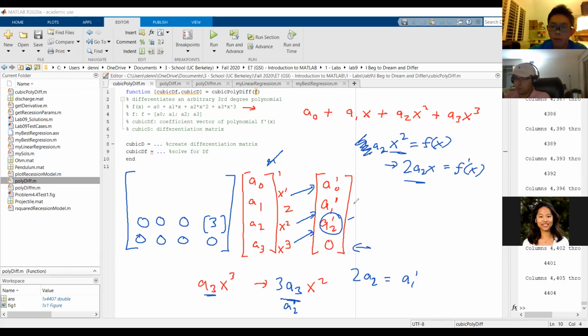So to get this x term of the derivative, we need to look at the x squared term of the original function. So this is 2. We're just going to take 2 of a2, and the rest of these are 0. And then this one, I think you can follow the pattern, is just 1. You'll take 1 of a1, and that's going to be the constant term of your derivative.